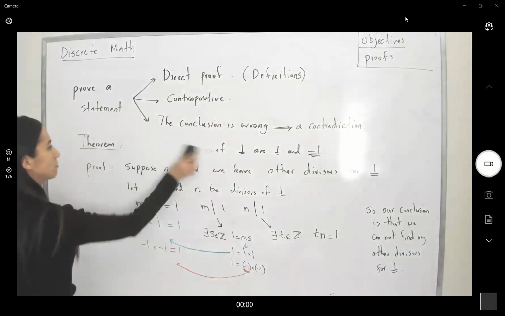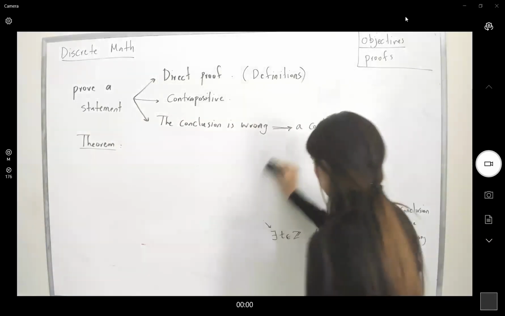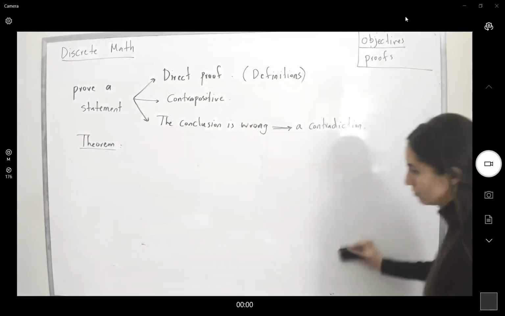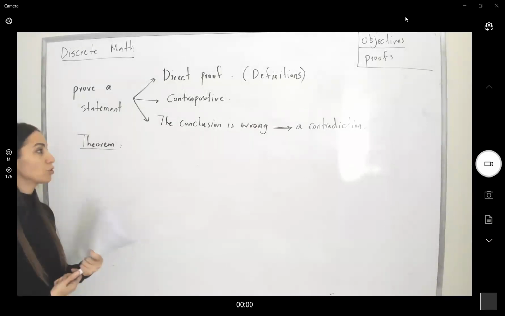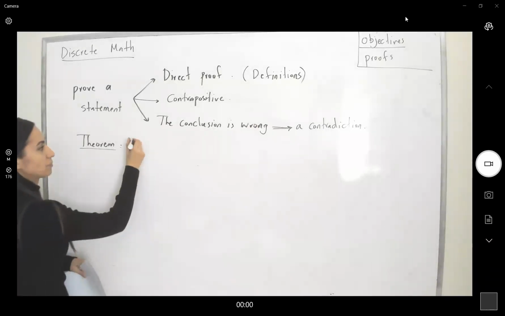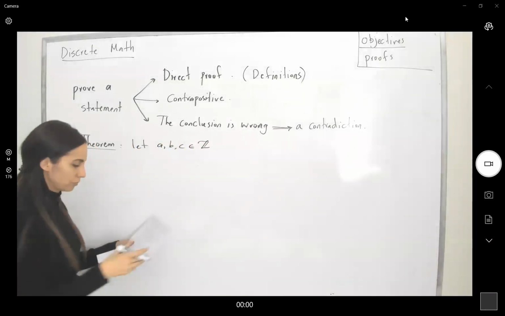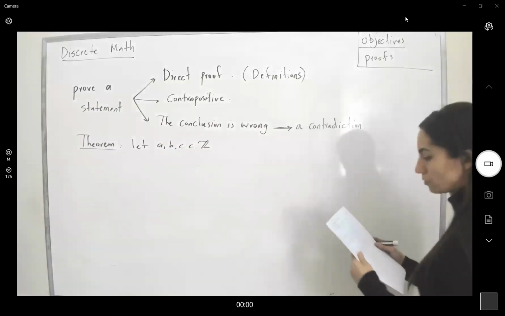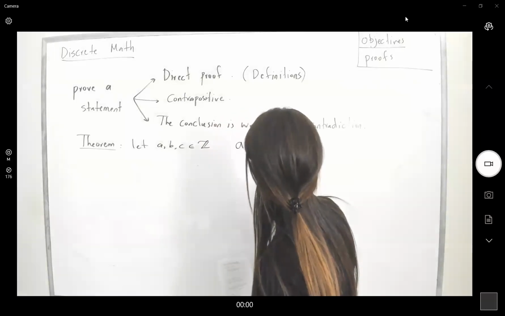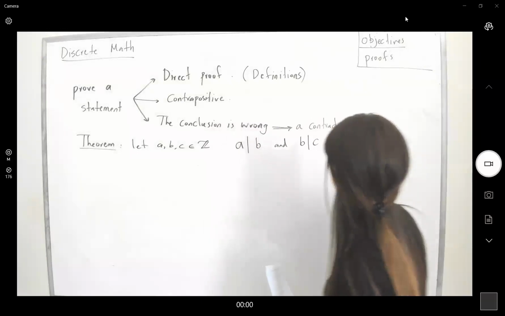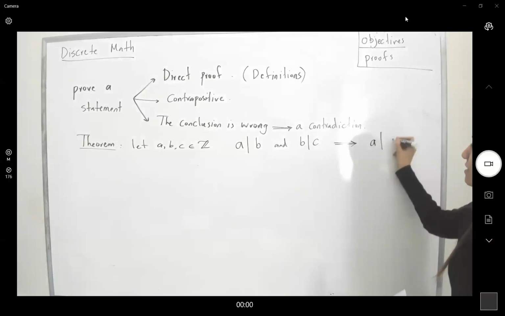Okay, another theorem. So this theorem says, suppose you have integers like a, b, and c. These are all integers. Suppose a divides b, and b divides c. The transitivity says that a divides c as well.